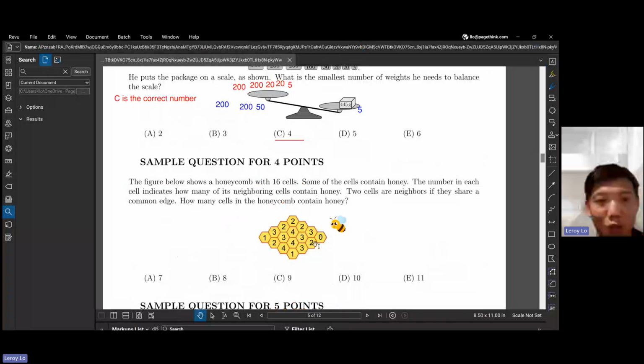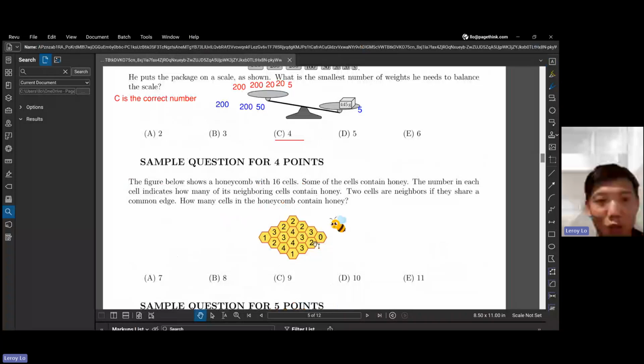This 3, which means the surroundings need to have 3 honeys around, out of 6 cells. And 1, 2, 3. We're missing 1. Check. So we need to check this 2 out. And this 1, which means one of this 2 has honey, so that's correct.